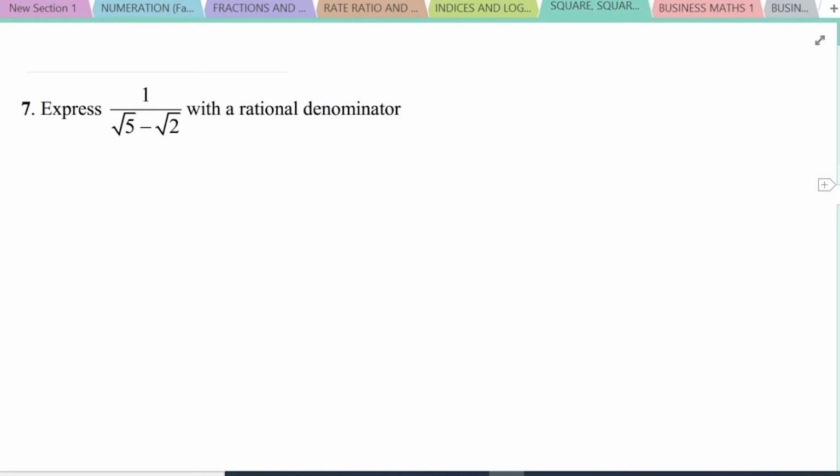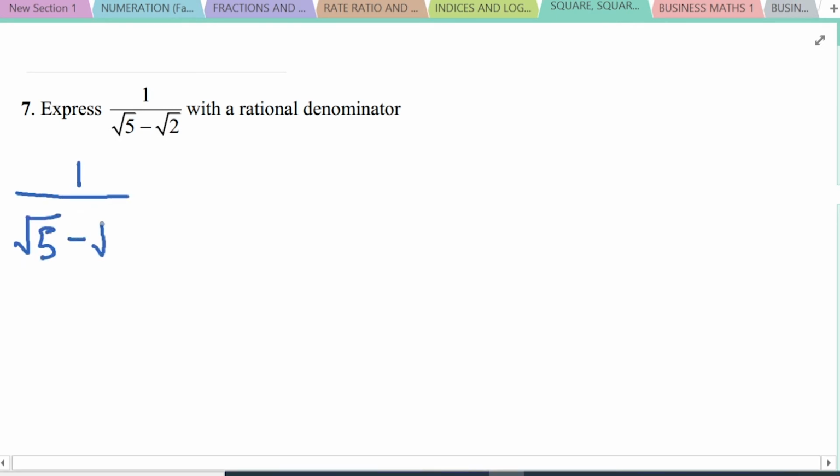Moving on, we have here a surd. They're asking us to express that with a rational denominator. Now, what do we mean by a rational denominator? It means a denominator that can be divided. So how do we go about this? This is 1 over the square root of 5 minus the square root of 2.